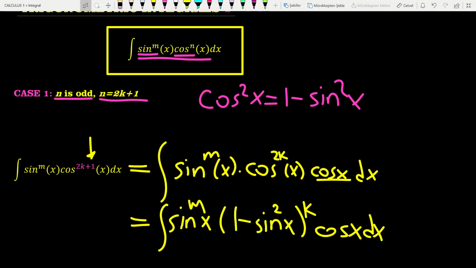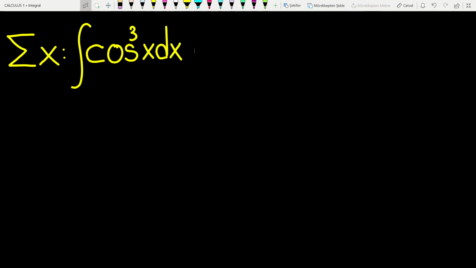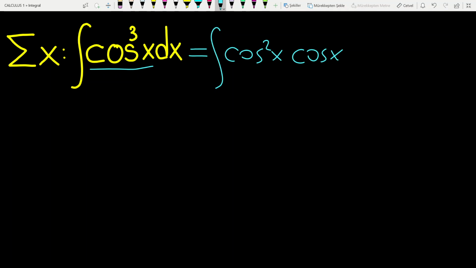In the final step, we use u-substitution. We say u is equal to sine x. Let's understand the first case by an example. We only have cosine function in the integrand. This integral is equal to, we first save one cosine function, so cosine cube becomes cosine square x times cosine x dx.